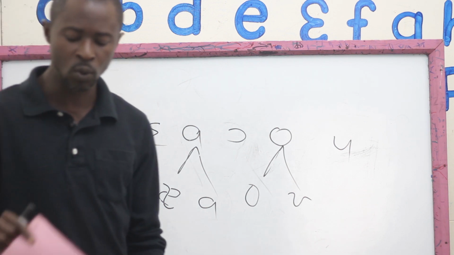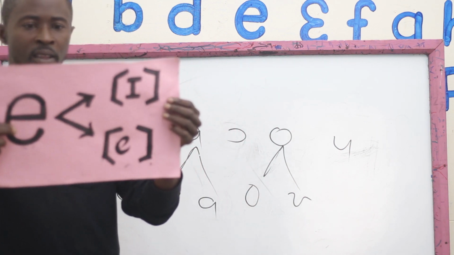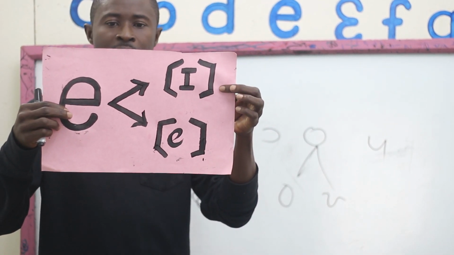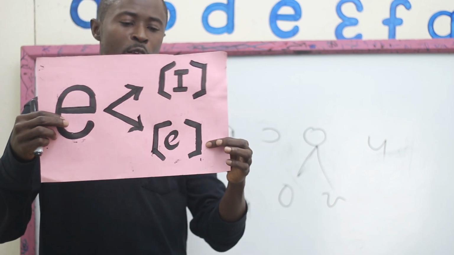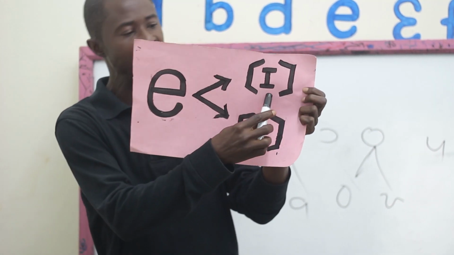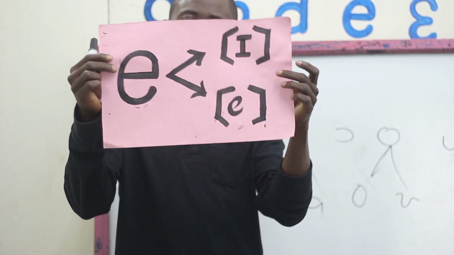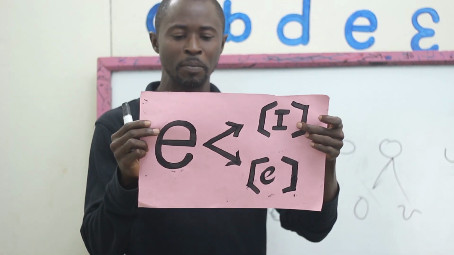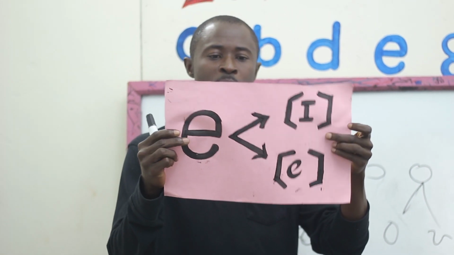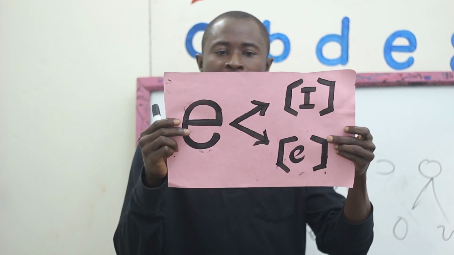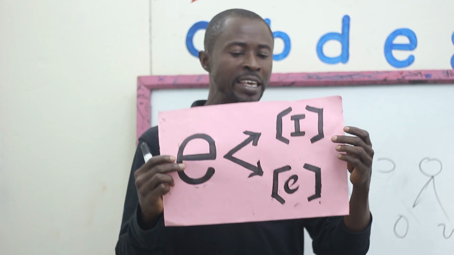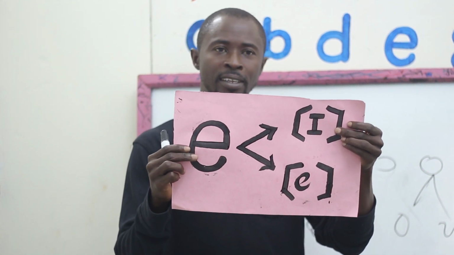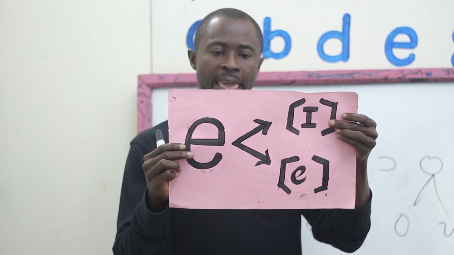Now we will first look at this sound. This sound is produced as E or E. Note the pronunciation. E as in sit. In Twi we say ketewa. The meaning of ketewa is small. Ketewa.